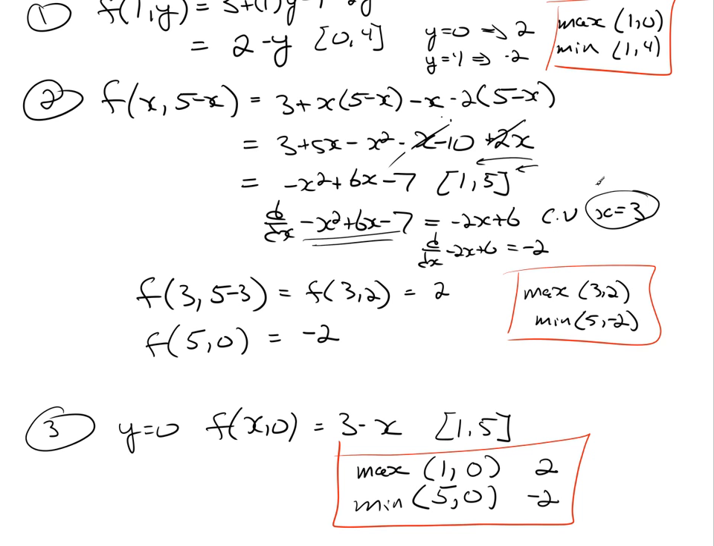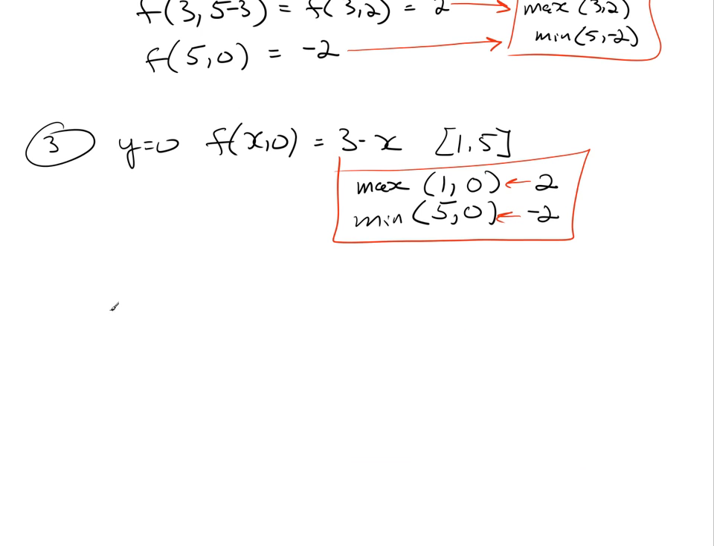So let's see, let's keep these together. The max value is 2. The minimum value is -2. This minimum is -2. This max is 5. So yeah. Now let's combine all these and see what we actually have.